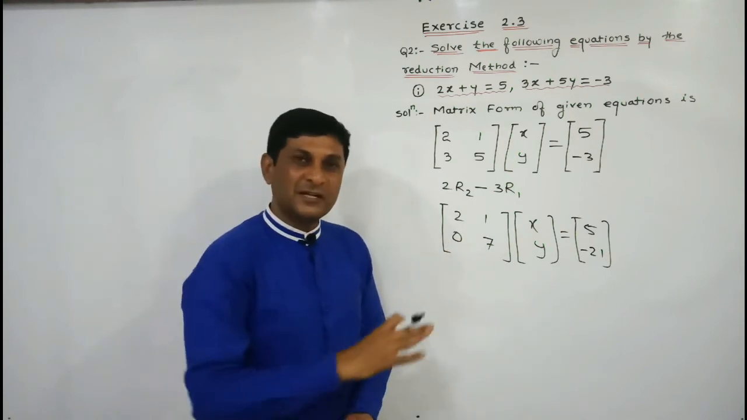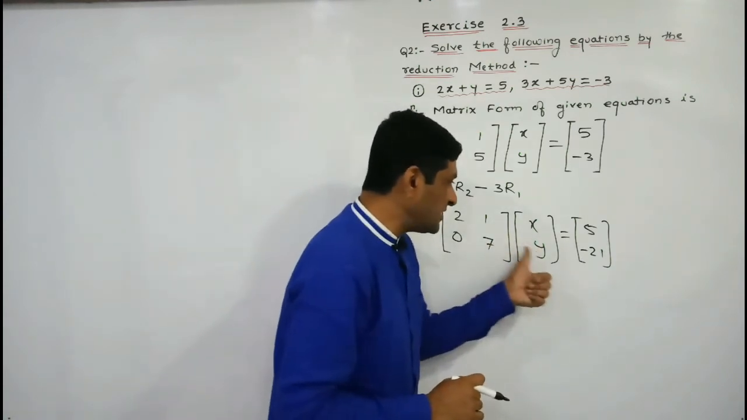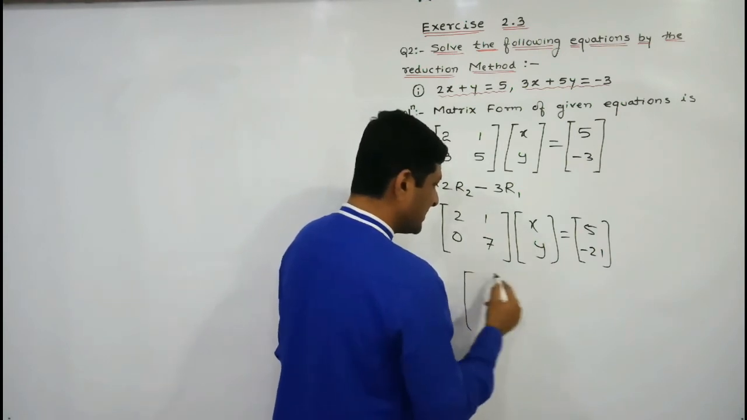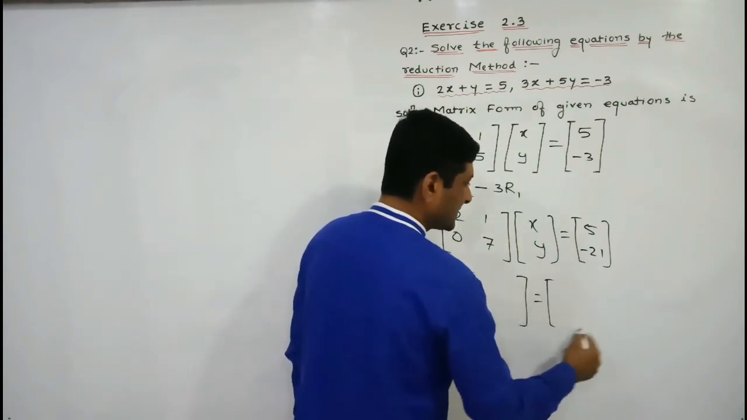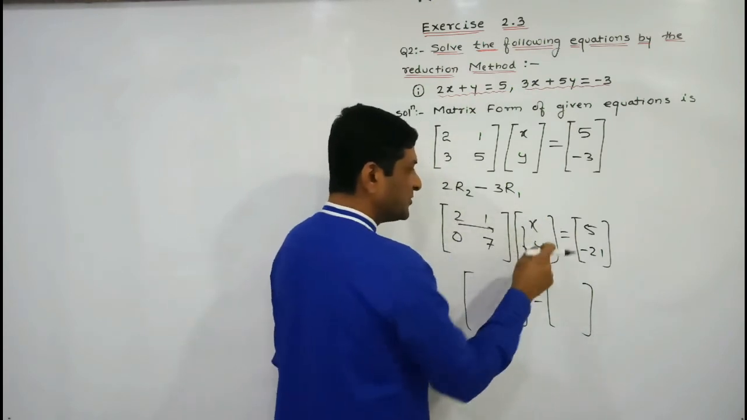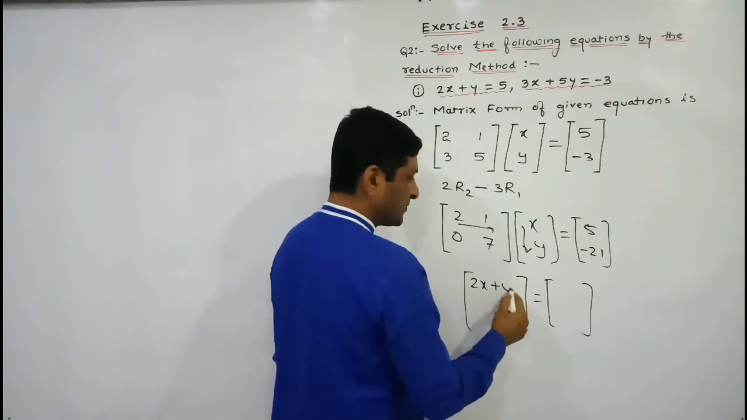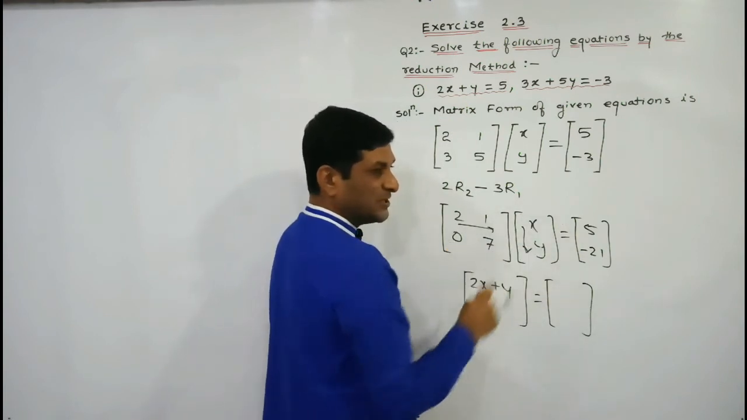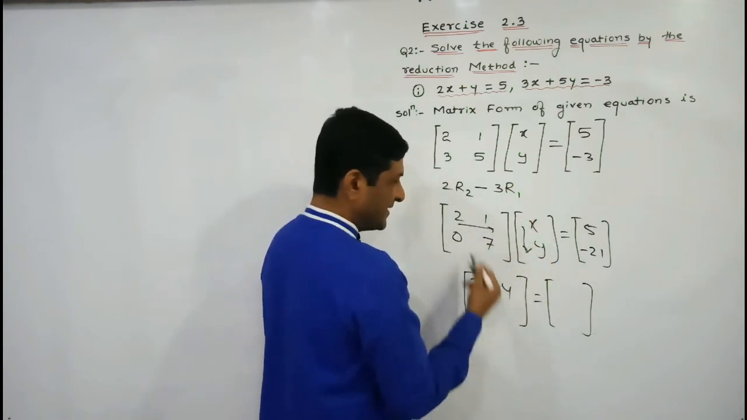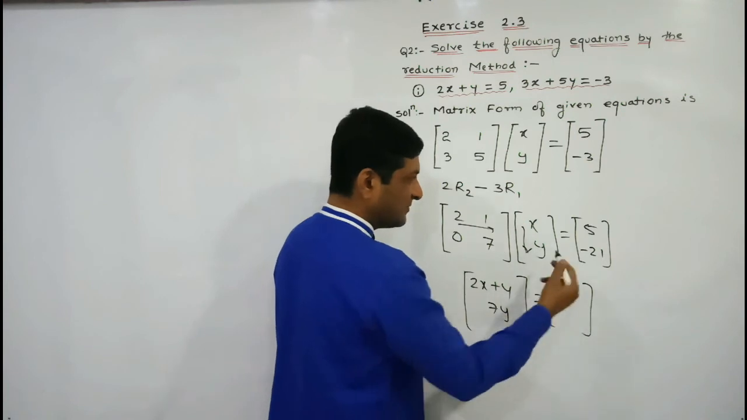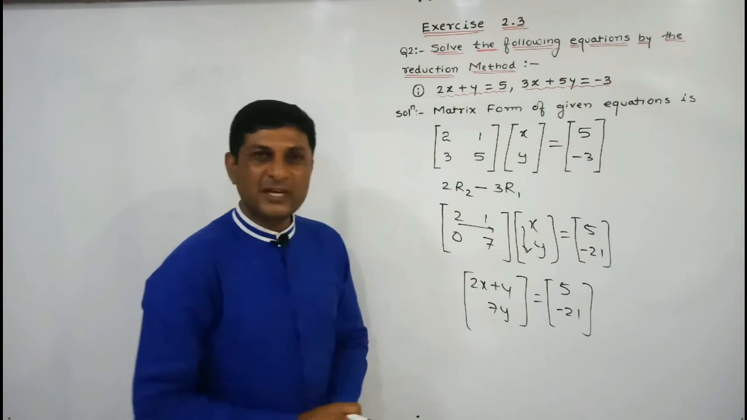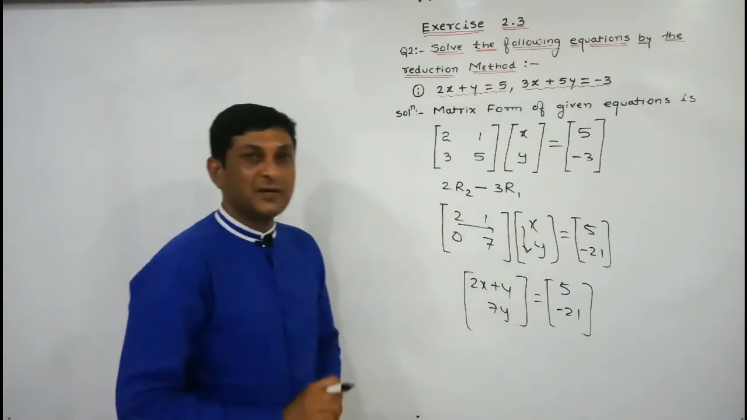Once this matrix gets converted into upper triangular, take the multiplication of these two matrices. Whenever we are taking the multiplication of two matrices, we multiply row by column. 2 into x is 2x and 1 into y is y. So 2x plus y. Now multiply the second row by this column. So we will get the element of the second row. 0 into x is 0 and 7 into y is 7y. 0 plus 7y will be equal to 7y. On this side 5 and -21, keep it as it is. Here we can easily observe that these two matrices are what? Equal matrices.